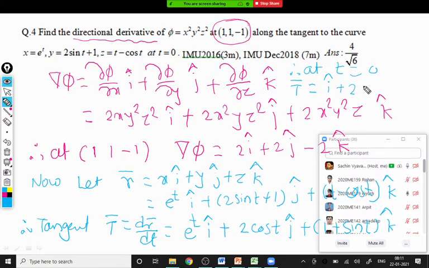Yes, so 2j cap. And sin plus k cap? Yes, plus k cap. So that is about the second part of the question.